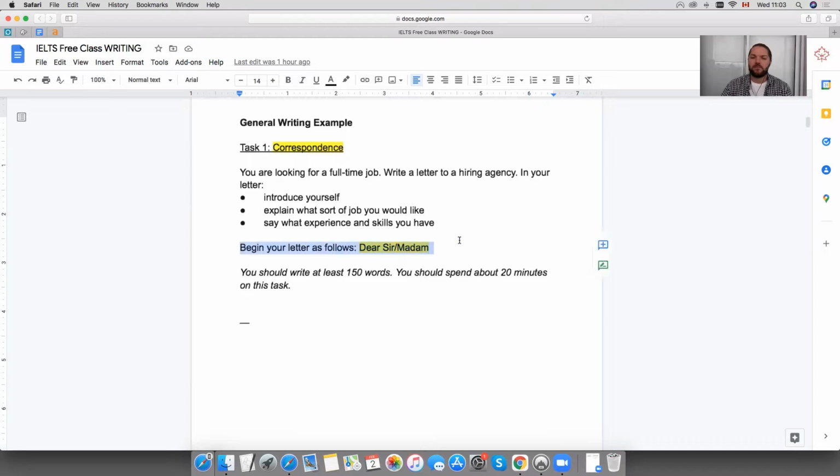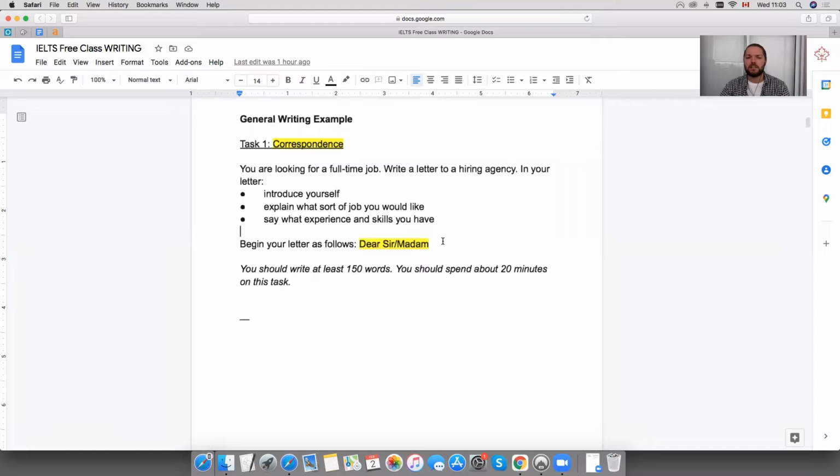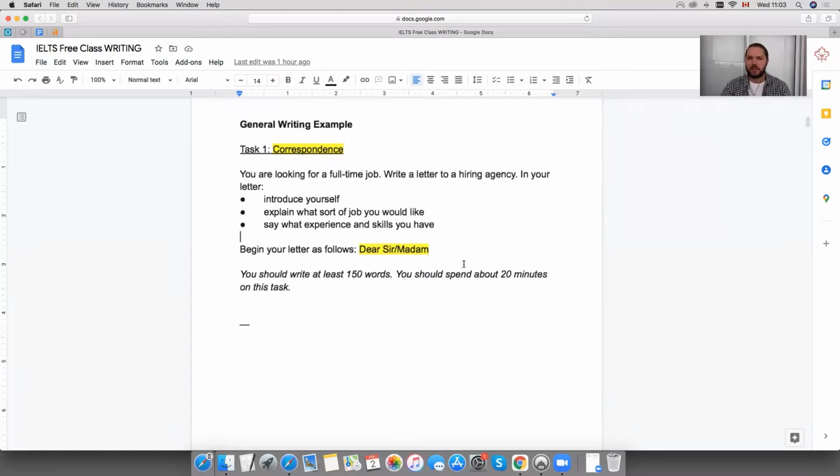We have further instructions. Begin your letter as Dear Sir or Dear Madam, and you should write at least 150 words. You should spend about 20 minutes on this task. So let's talk about the instructions here. For these 3 points, introduce yourself, explain what kind of job you would like, and what experience or skills you have, we must satisfy the complete question. You need to speak about all 3 of these points. You cannot speak about just 1 or 2. We need to write all of those ideas.